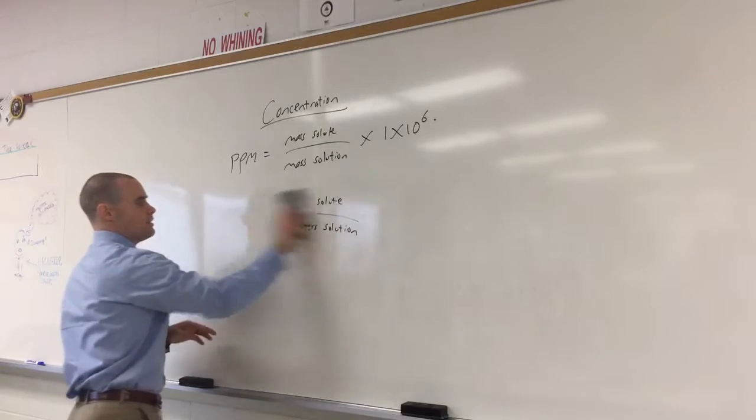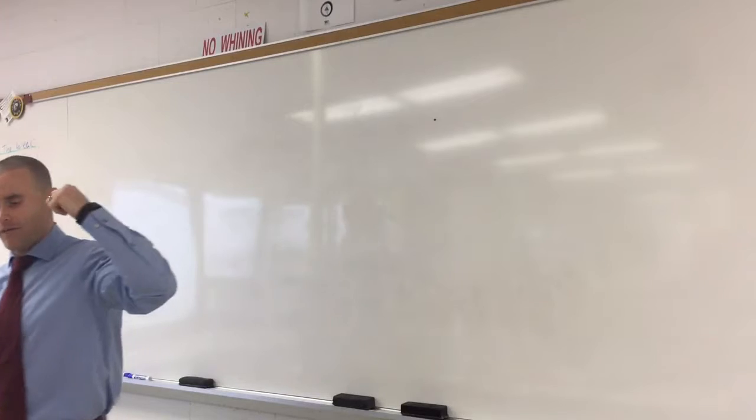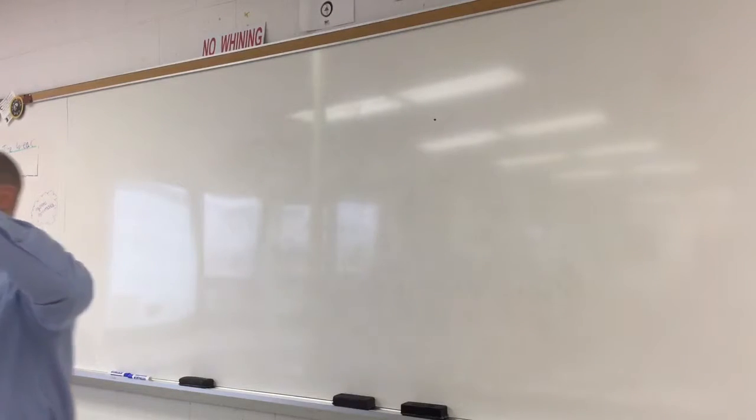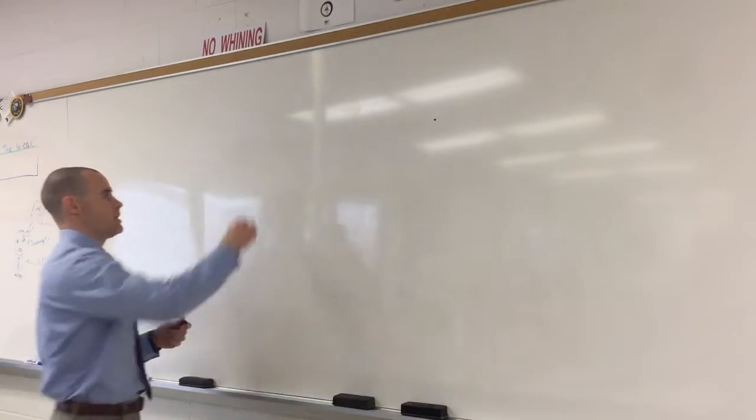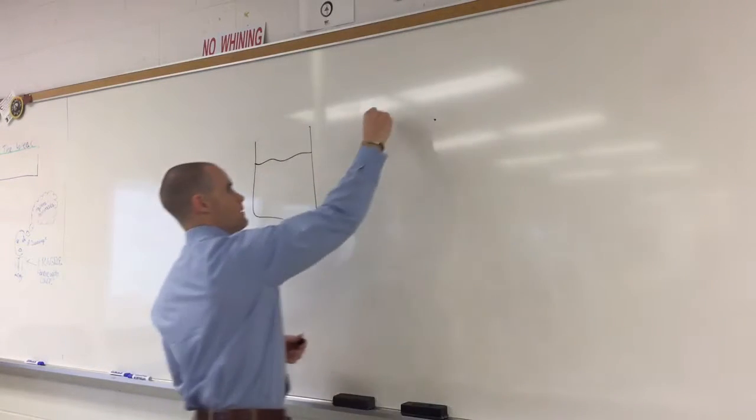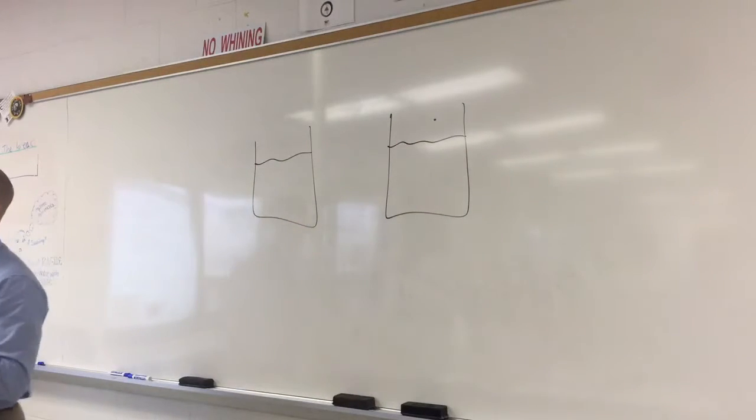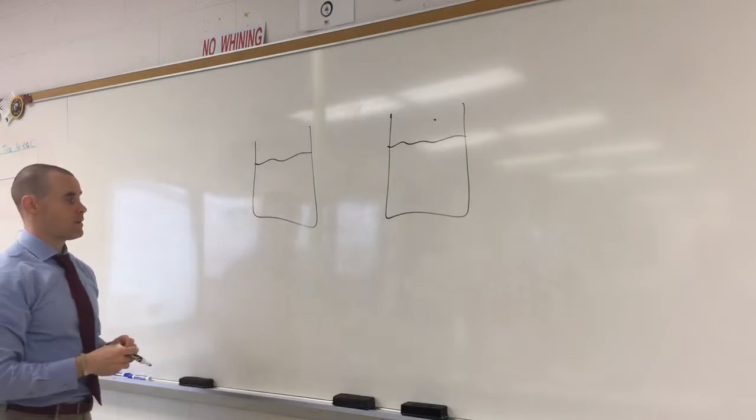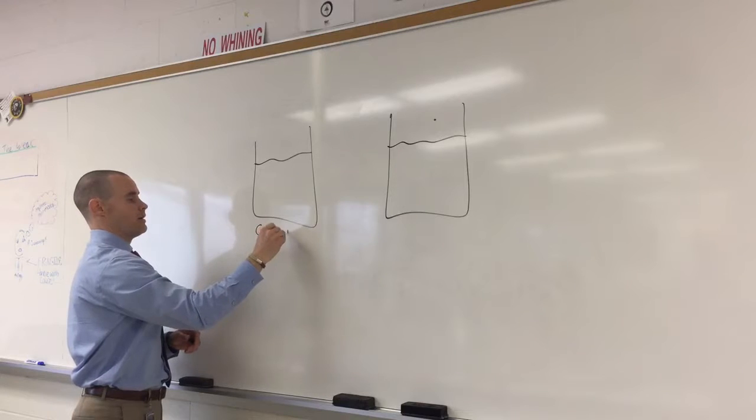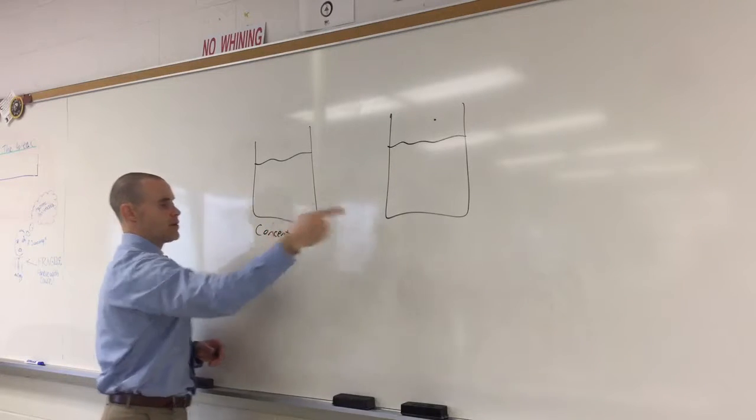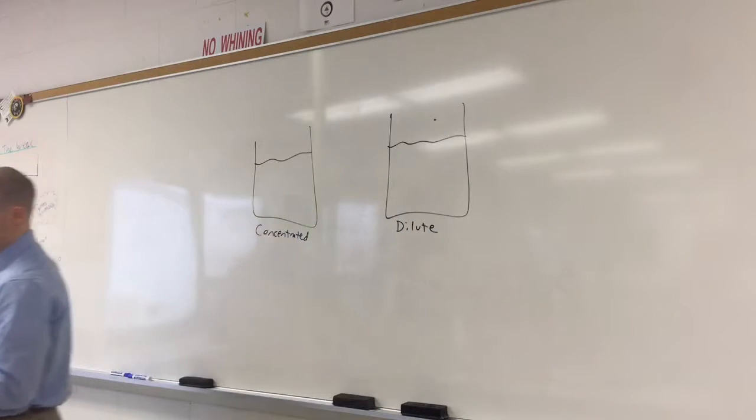So I need you to understand how to use these equations, but that's actually just for getting questions right on a test. What I really care about is do you understand the concept so you can see it, but let's draw some pictures. So give me two beakers here, about the same size, same amount of water, or volume of water. Now the beaker on the left, we want it to be concentrated. And then the beaker on the right, we want it to be dilute, which means less concentrated.